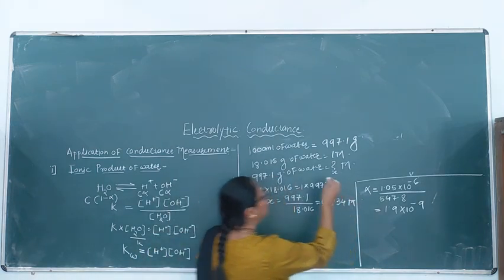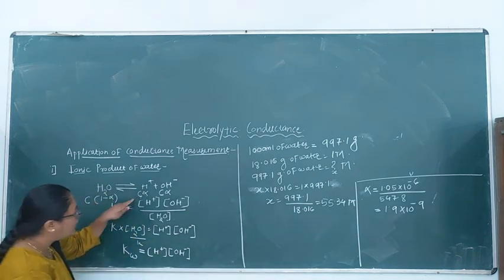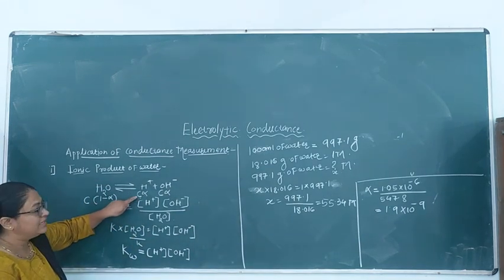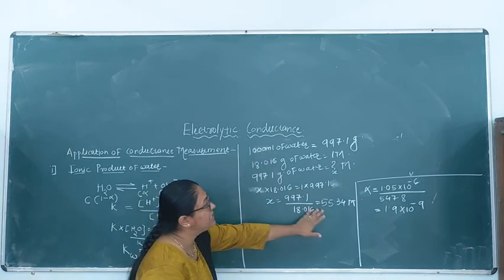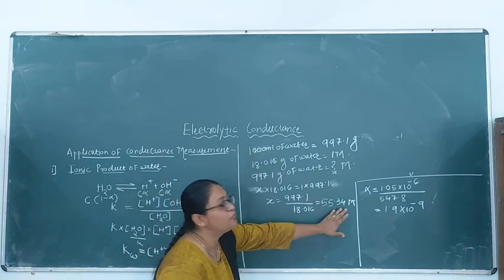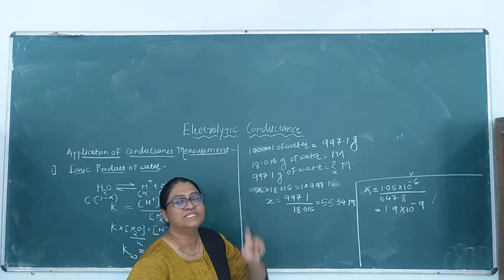So we have found the concentration, that means we have found this term C. If I have taken 1000 ml of water, therefore it is 55.34 molar. That means we have found its concentration.